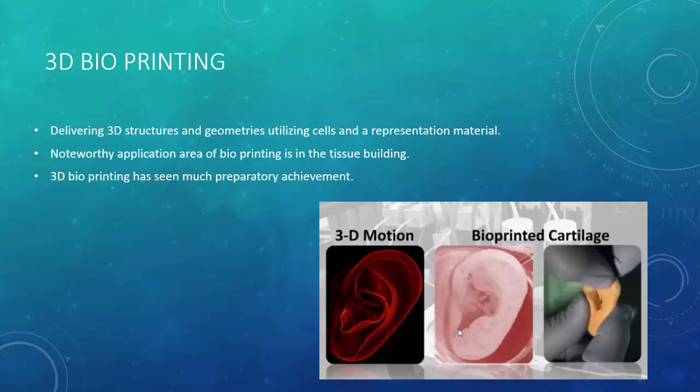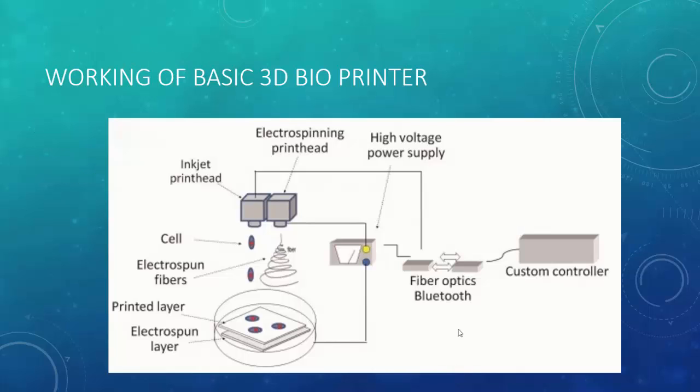This is a 3D bioprinted cartilage which looks almost similar to the real one. Working of a basic 3D bioprinter can be seen as it is controlled by a custom controller wherein a fiber optic gets in, which is controlled by the high voltage power supply, then into the electrostatic print head, then falls onto the printed layer, onto the electrospun layer.